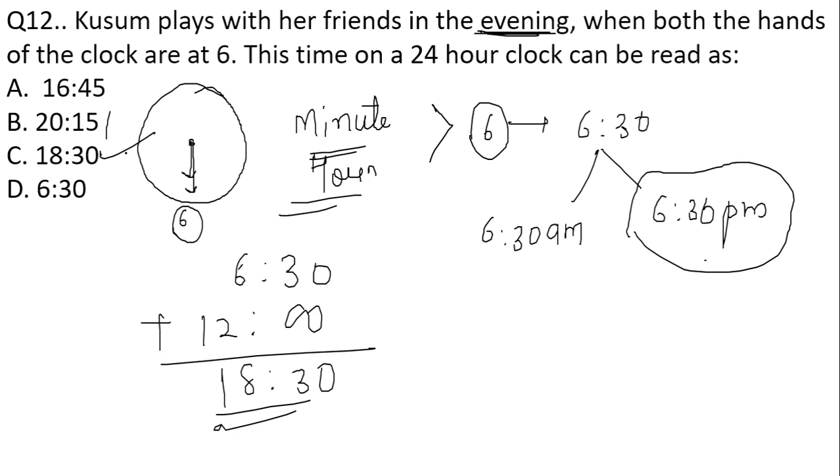I hope you have got the question. Minute hand as well as the hour hand are on 6. It means the time is 6:30. It can be AM or PM, but in the question they have mentioned evening. So just add 12 more to that, we'll get 18:30. Got it? Moving on to the next question now.